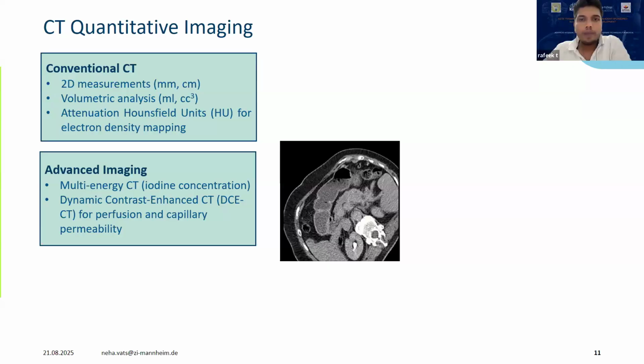Yeah, one more question, I think. Which reconstruction algorithm is mostly used for CT scan? For CT scan, the most used is the iterative reconstruction algorithm. That is the best so far that we have used, because it also helps us to reduce some radiation dose as well.